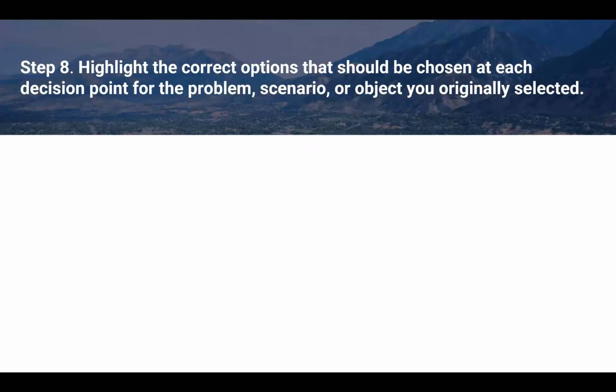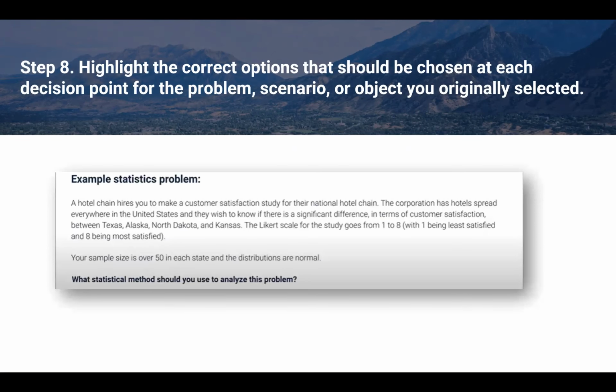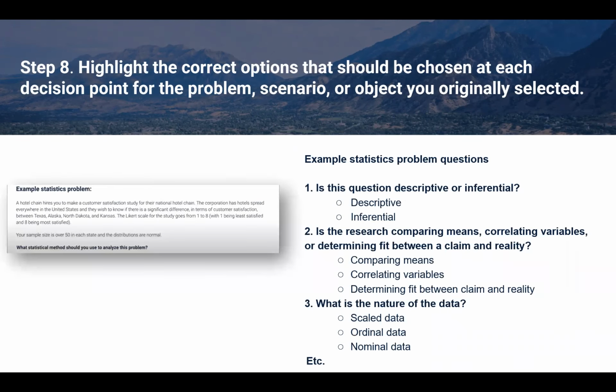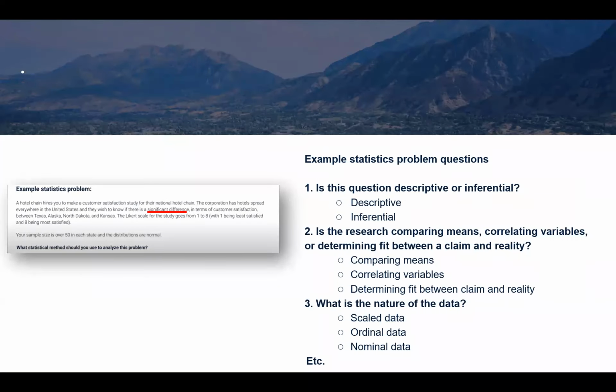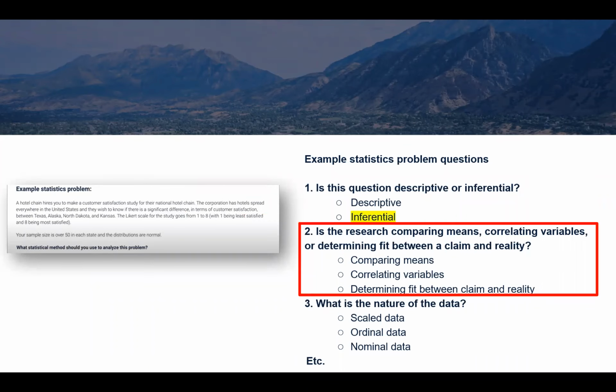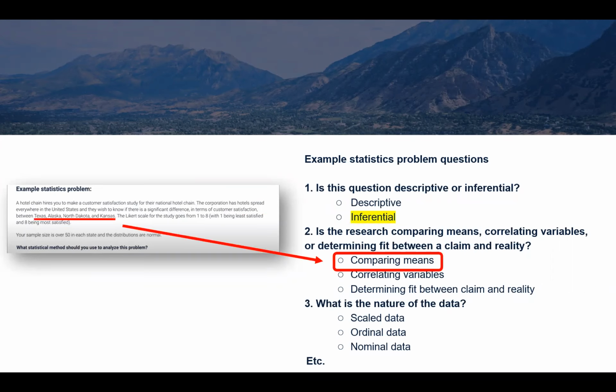Step 8, highlight the correct options that should be chosen at each decision point for the problem, scenario, or object you originally selected. Here is the original problem for our example. We will now highlight the options that are relevant to this problem. This is done based on conditions identified in the problem. For this first question, we will highlight the conditions met in the problem that let us know that this is an inferential problem. We will do the same for the next question, and the next question, and so on and so forth. Note sometimes the conditions are clearly stated or observed in the scenario, and other times they are implied.